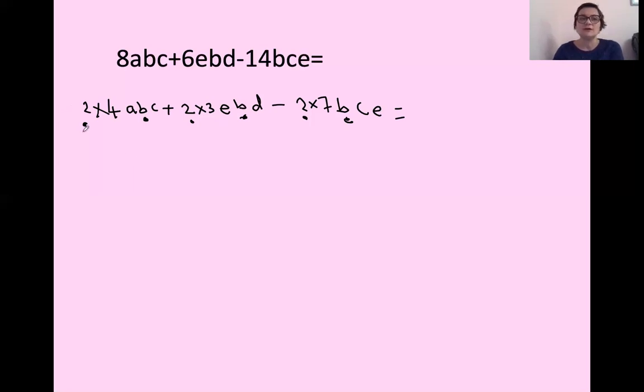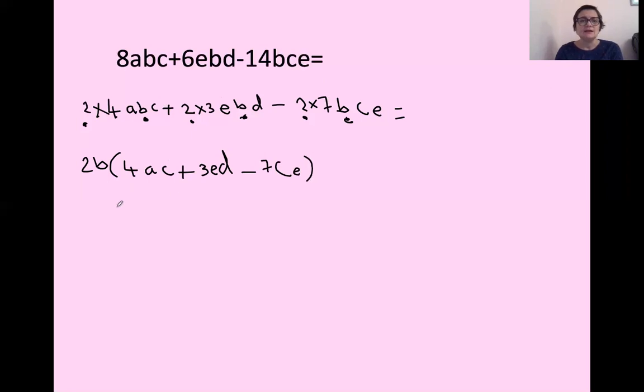So you can see the ones that we underlined or put the little dot underneath are going to be 2b. So 2b must be outside the bracket. And then open the bracket. What is left inside the bracket for the first term? 4ac. 4ac plus 3ed. 3ed minus, I have 7ce here, 7ce, right?